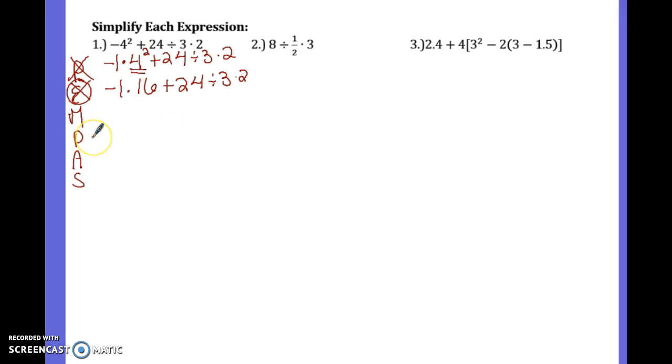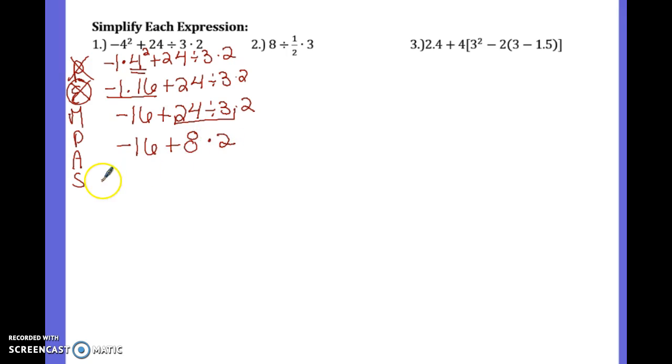Now we're on to multiplication and division. And remember to go left to right. So let's do, what's negative 1 times 16? Well, that's just negative 16 plus 24 divided by 3 times 2. We can do this portion left to right. 24 divided by 3 is 8. So negative 16 plus 8 times 2. Now we can finish our multiplication. 8 times 2 is 16. Negative 16 plus 16 is 0. Did our multiplication, our division, our addition, and there was no subtraction.